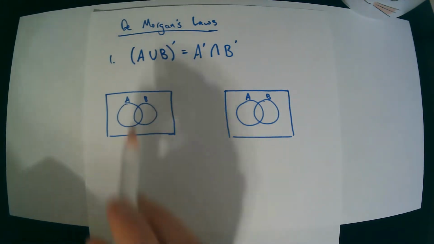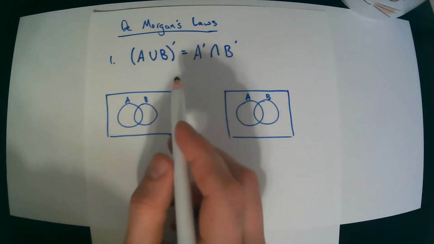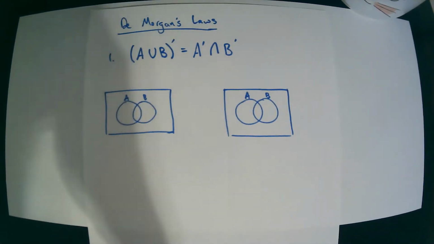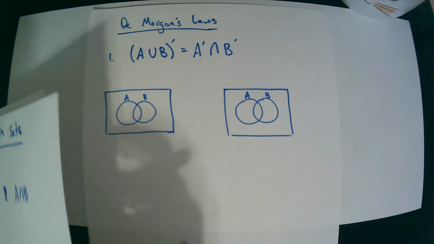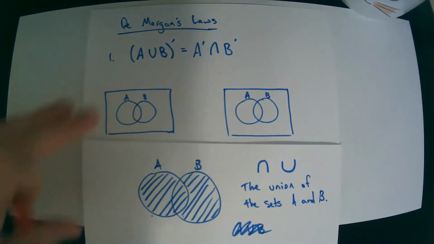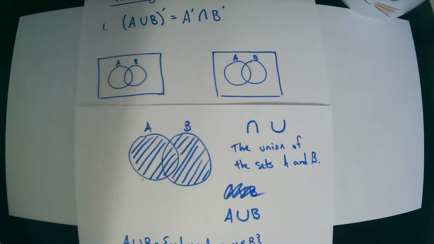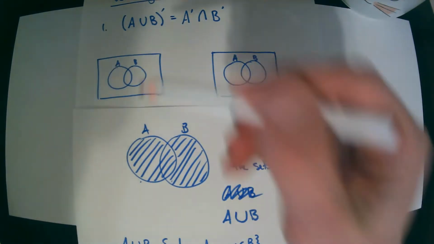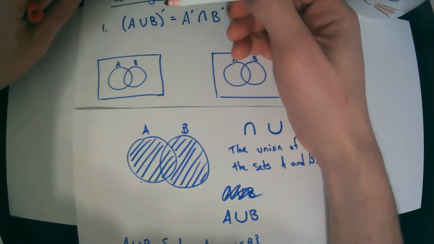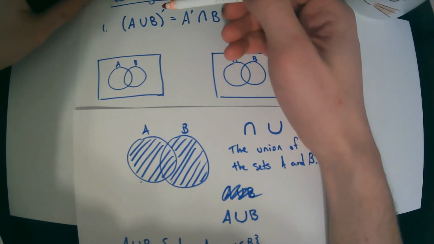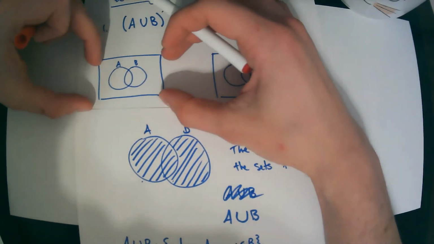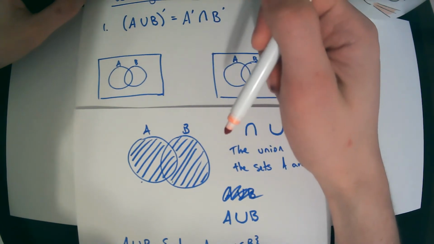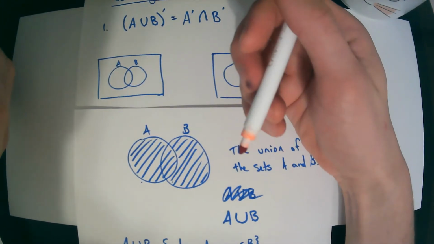A union B is all of the stuff in A or B, right? Let's get a picture of what A union B is. It's that. Can we see that? Yes. This is A union B. But I want to get the complement of A union B. And remember, the complement of a set is everything that's in the box, in the universal set, but not in the original. So the complement's like the opposite.